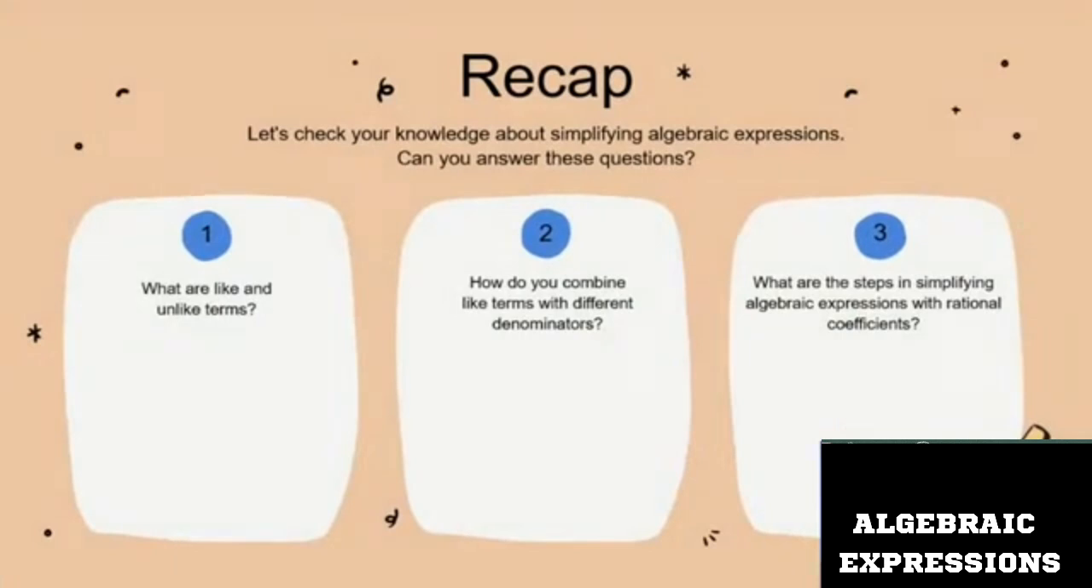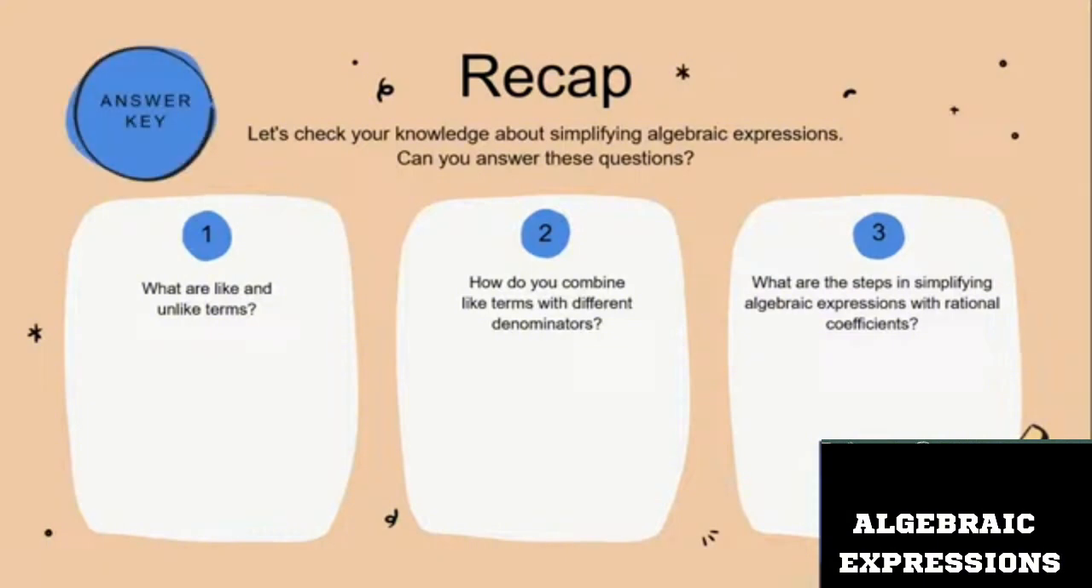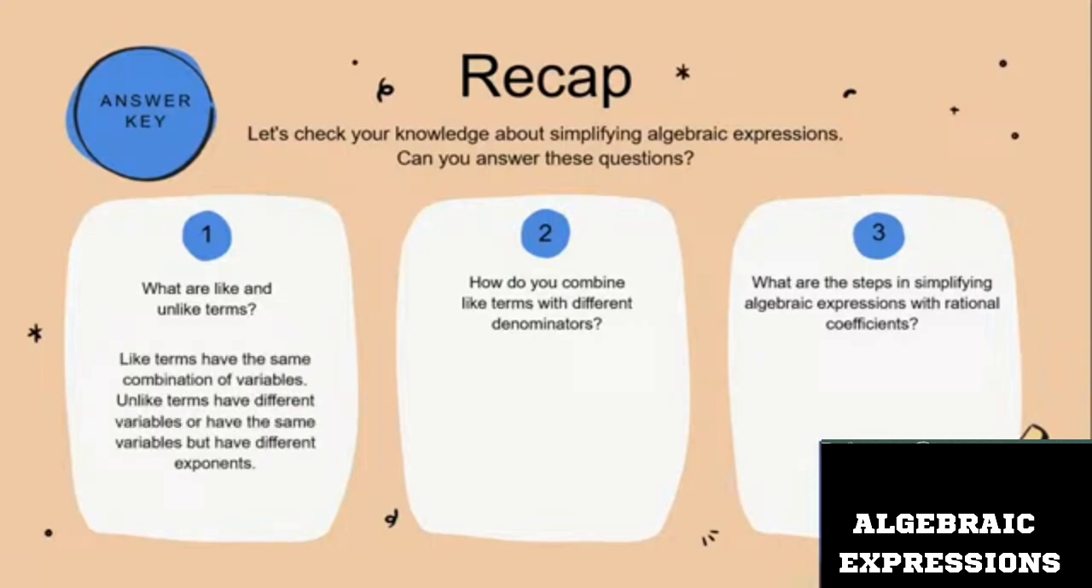So in general, we've been looking at this. What are like terms? What are unlike terms? How do you combine like terms with different denominators? And what are the terms or the steps which we use in simplifying the algebraic expressions with the rational coefficients? We say that like terms have the same combination of variables, whereas on the other hand, unlike terms have different variables or have the same variables, but they have different powers or exponents.